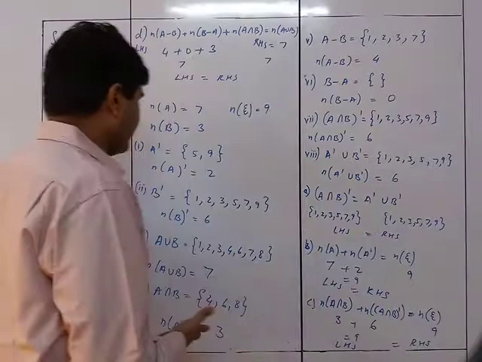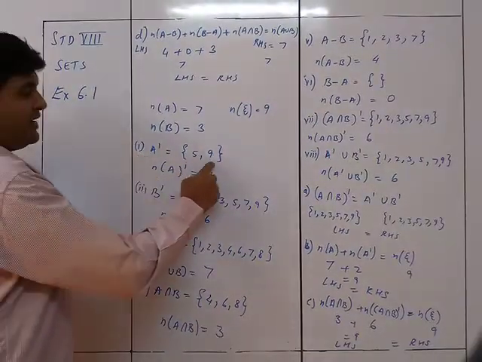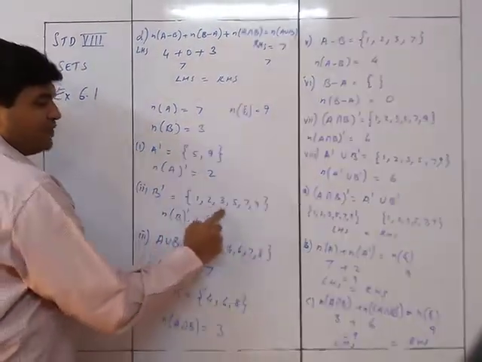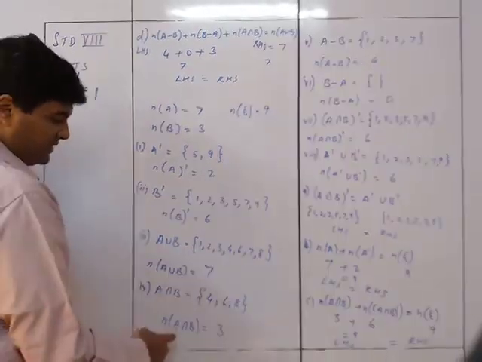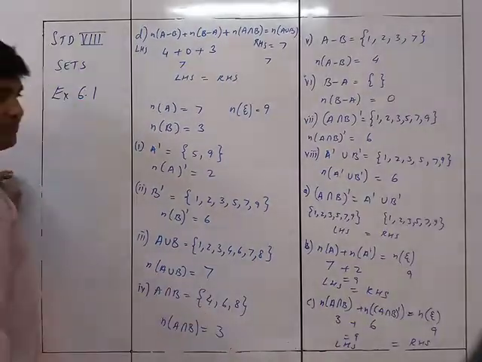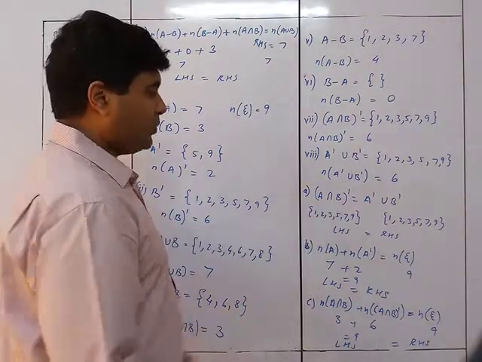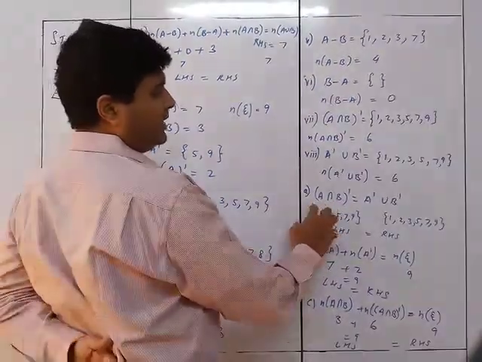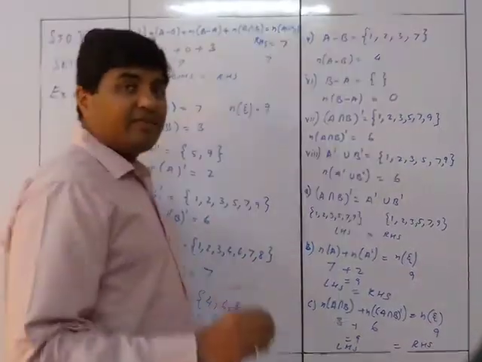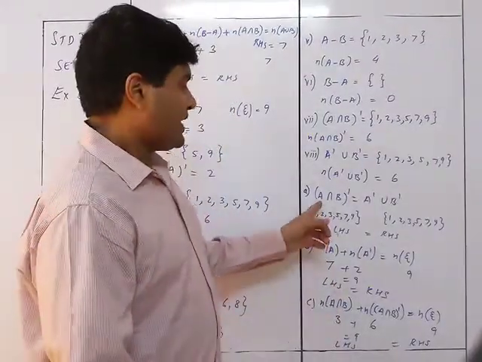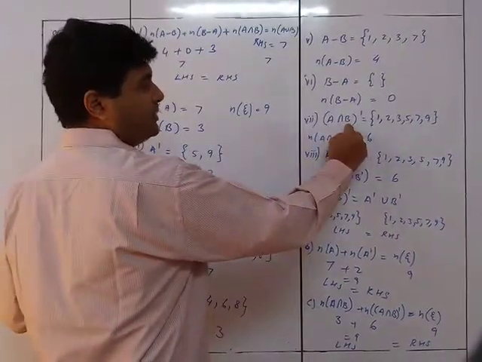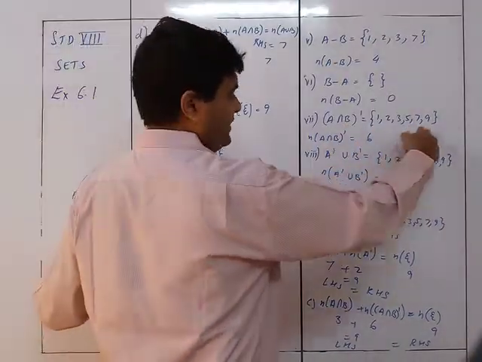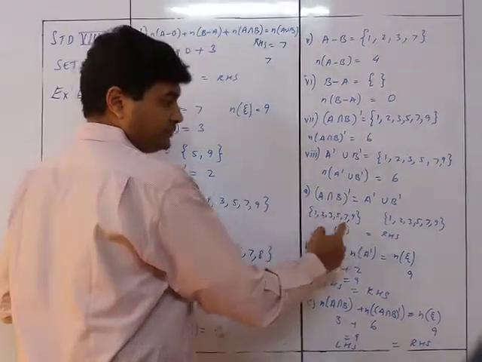So accordingly we see over here, my A dash was 5 and 9, so cardinal number 2. B dash is 1, 2, 3, 5, 7, 9, cardinal number 6. A union B was this, so cardinal number 7 is 4, 3, 6, so 3. Accordingly, when we are proving it, there was no N, so we are just having the direct values. So the direct value was A intersection B dash. What is A intersection B dash? We already found out A intersection B dash as 1, 2, 3, 5, 7, 9.